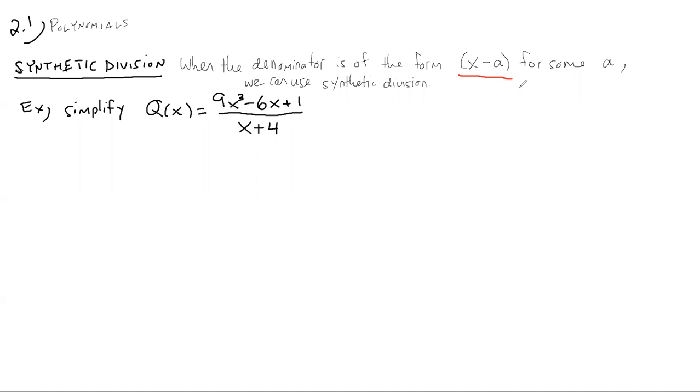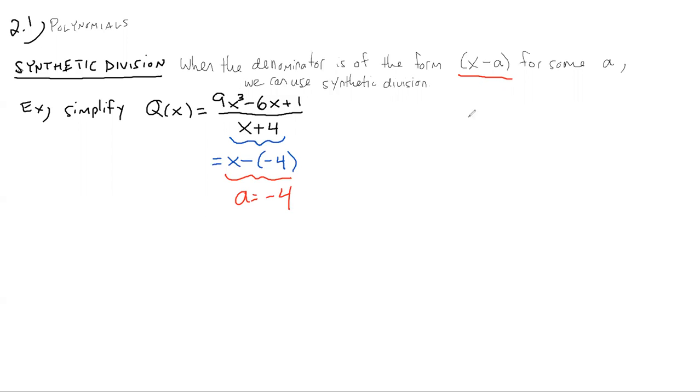So I've given an example here, q of x equals, and we've got this cubic 9x cubed minus 6x plus 1 on the top and x plus 4 on the bottom. So maybe it doesn't look like that's of the form x minus a, but that's a really easy fix. Because instead of adding 4, you could do x minus negative 4, right? So those are the same thing. And so what that means for us is that our a value would be negative 4 to make this work. That would give it in the correct form that we're looking for.